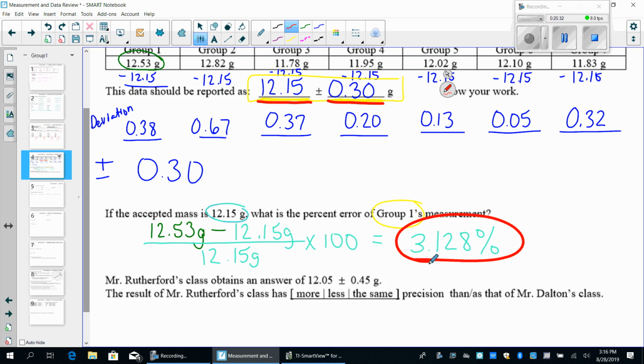whereas Mr. Rutherford's class, and it has nothing about accuracy, it's asking about precision. So this is the only thing that you're looking at for precision. So even though theirs was a little further away there, their precision was not as good. So 0.45 in comparison to 0.30, that's what you're using for precision. So they had less precision than Mr. Dalton's class.